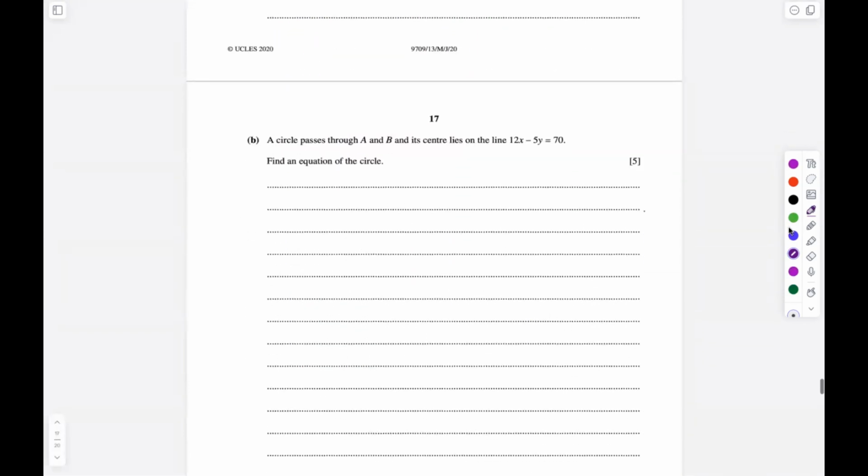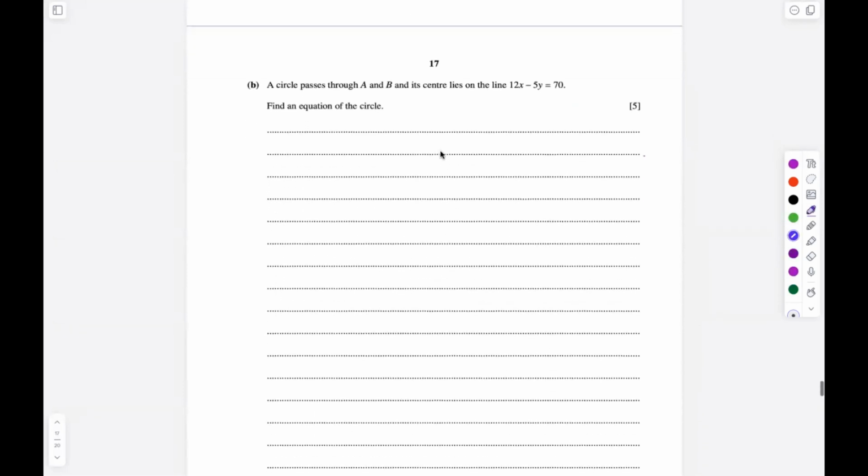In part b, it says a circle passes through A and B and its center lies on the line 12x - 5y = 70. We have to find the equation of the circle. Now to understand this question, first, let's make a circle over here. And we know that A and B lie on the circle somewhere. And the center of the circle lies on the line, which is 12x - 5y = 70.